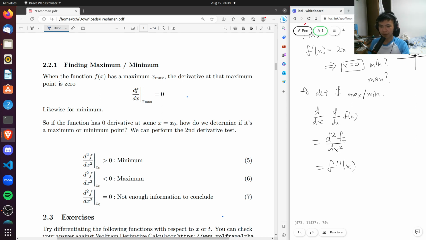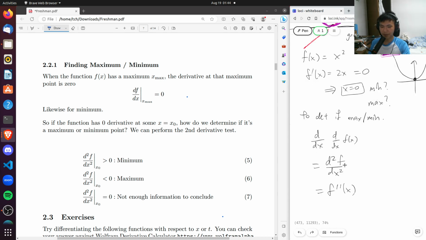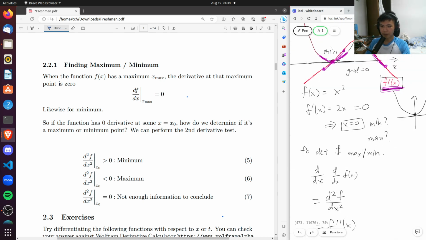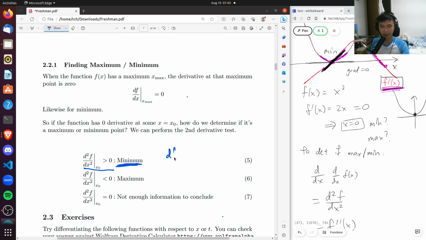So if the second derivative is positive, meaning that the derivative is increasing, then it's a minimum point. If the second derivative is positive, then it's a minimum point, because that implies that the derivative is increasing.